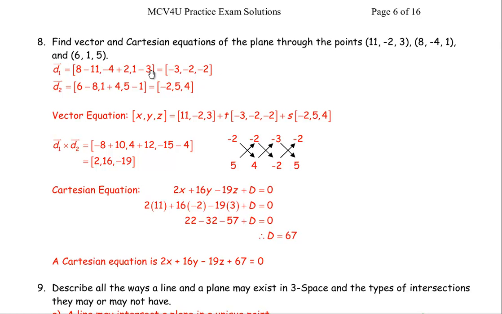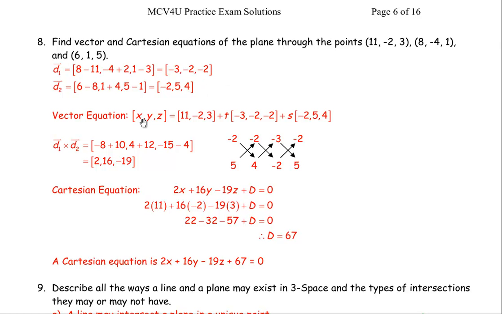And then I also used the second and the third points to find a vector between those 2. So I went 6 minus 8 here, 1 minus negative 4, same as 1 plus 4, and 5 take away 1 would be 4. So negative 2, 5, 4 is another vector in the plane. And so there are my 2 vectors in the plane.